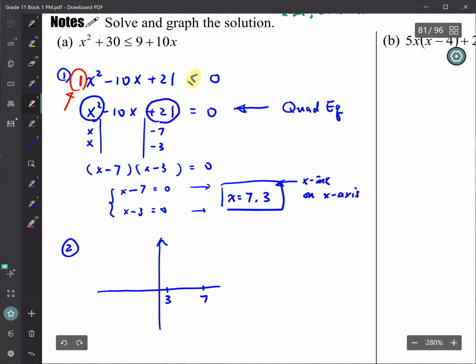This is the A. I have a question. Yeah, what's the question? So the x-intercepts are 7 comma 3, but is it okay if it's 3, 7? Yeah, it's the same. They are just two x-intercepts, 2 points. Oh, okay. Yeah, any order, it doesn't matter.